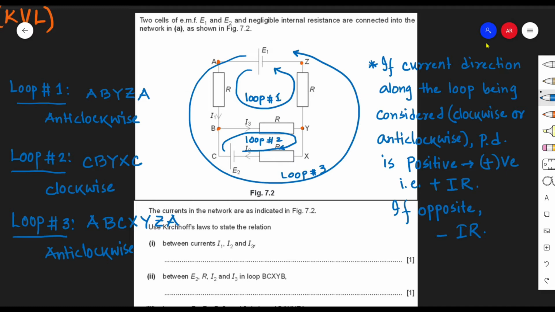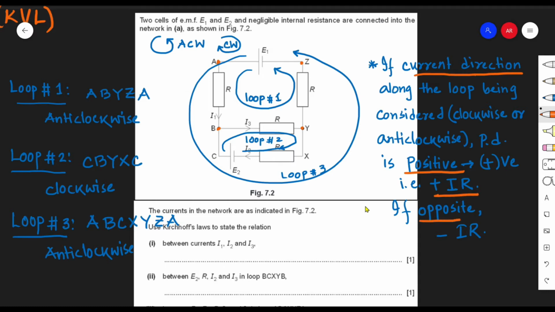The rule of thumb, I wrote it at the right corner of the screen: if the current direction is along the loop being considered, then PD is positive. Positive PD means positive current times resistance, IR. If it is opposite, then it is negative I times R. And you understand which direction is anti-clockwise, which one is clockwise. Here we drew an anti-clockwise loop for the first loop, the upper loop. For the second loop, we drew a clockwise loop. For the third one, we drew again an anti-clockwise loop.